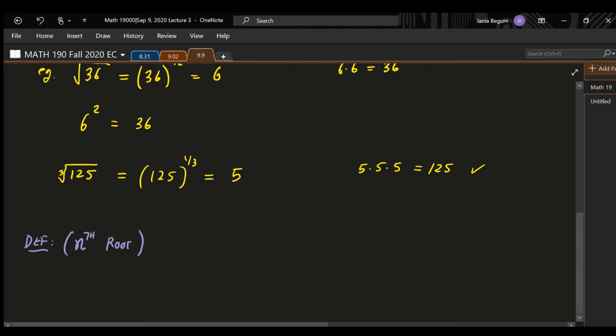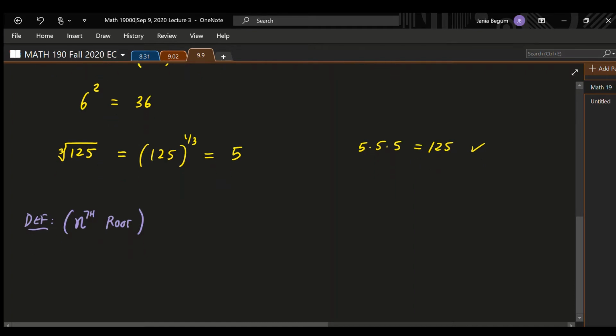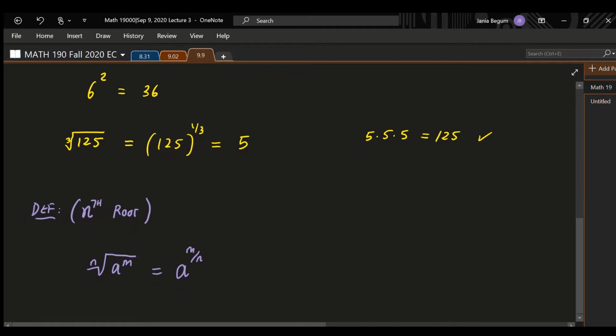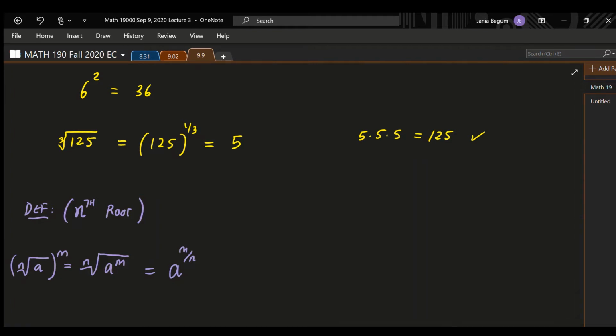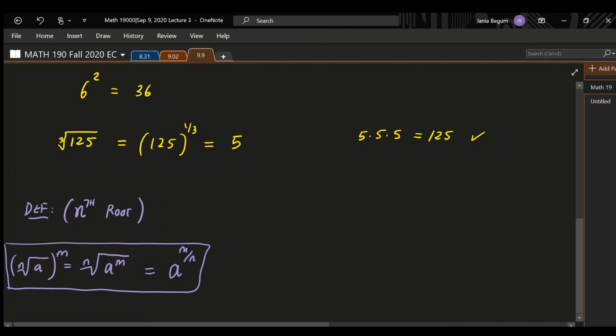We're calling n just to generalize the exponent. So if I have, say, the nth root of a to the m, m is also an exponent. This can be written as a to the power m over n. And the left side, you can also write it this way: the nth root of a, to the power m. So the exponent m can be inside the radical or outside the radical. Any of these are fine. So that's the formal definition of an nth root.